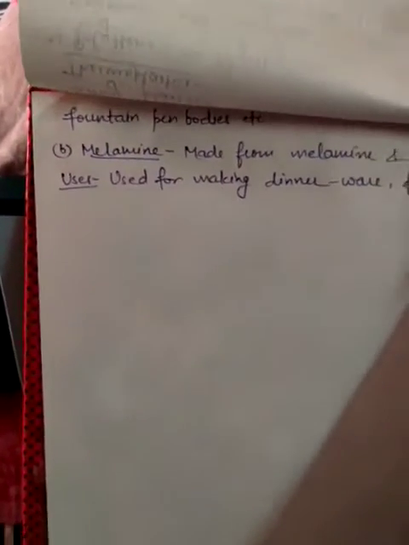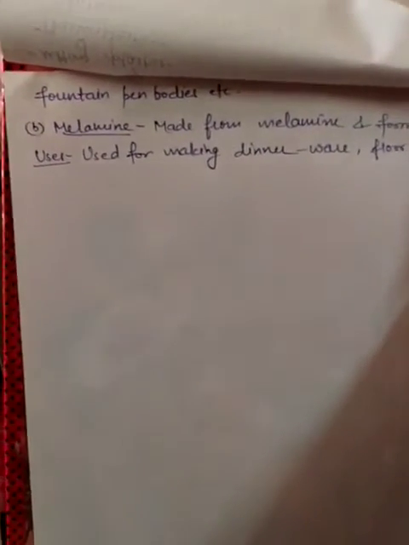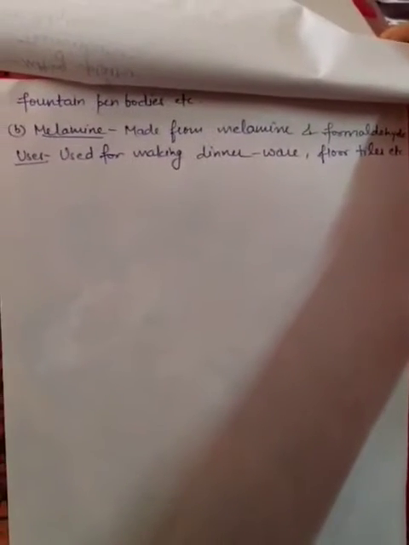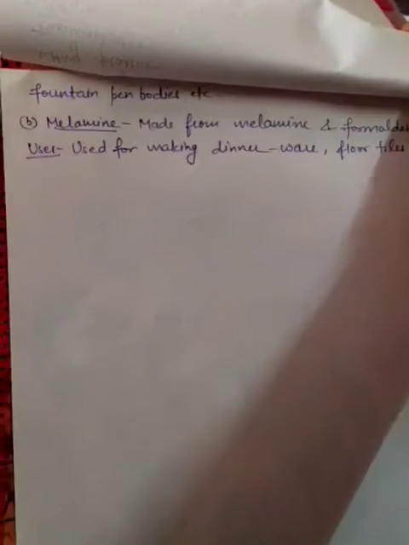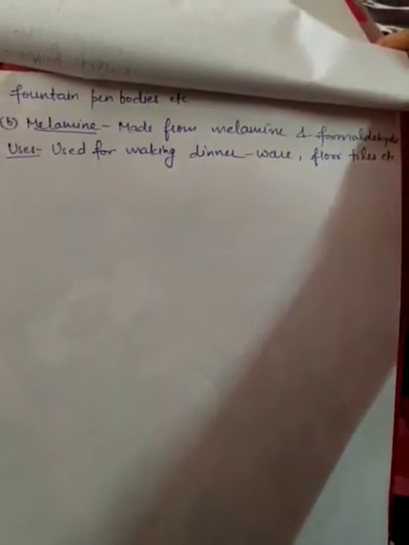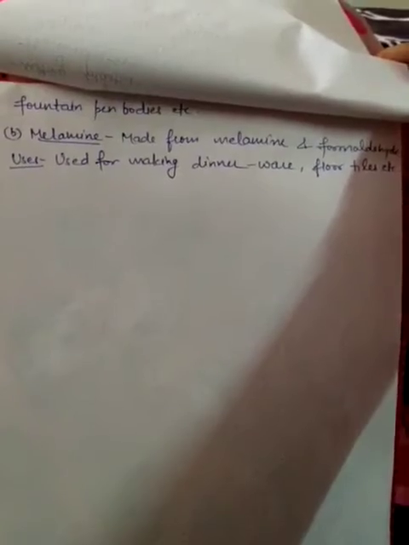Second one is melamine. It is made from melamine and formaldehyde, which is also a thermosetting plastic. You have seen melamine plates which are used as dinnerware in your homes, and all these are made up of melamine. Even floor tiles are also made up of melamine.